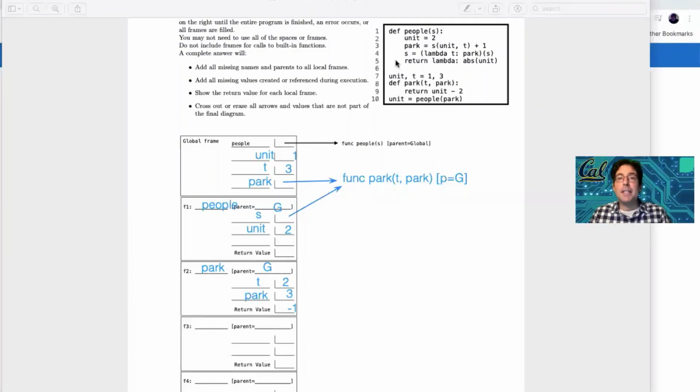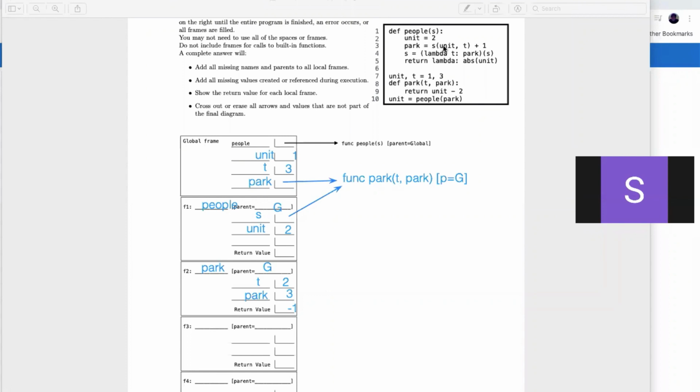A follow-up question was about the value for unit that was passed into the park function. Yeah, so one way to check your work is just to say this expression is in the body of people. Therefore, all of the names in this expression are going to be evaluated in an environment that starts with a people frame.